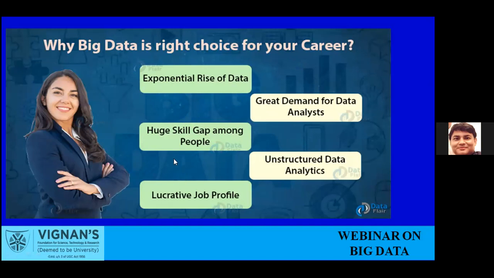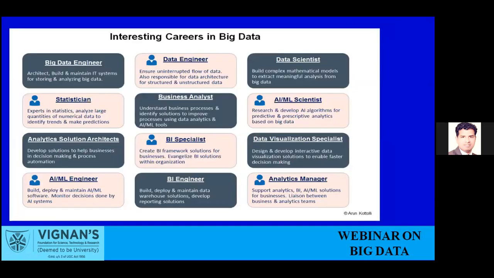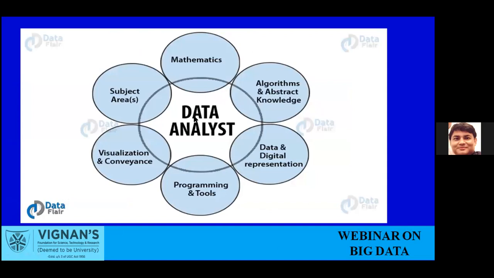And nowadays, in America, there are a lot of opportunities to get a job as a data scientist or in big data analytics. These are the different interesting careers in big data: you may become a big data engineer, data engineer, data scientist, business analyst, artificial intelligence or machine learning analyst, analytics manager, or BI engineer. So these different platforms are available for you. Even the salary is remarkable. You may get a very handsome salary if you build your career in big data.